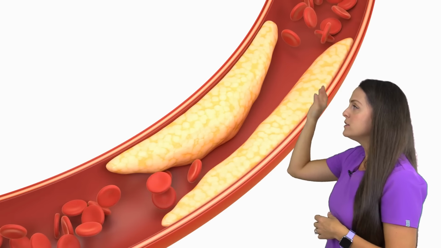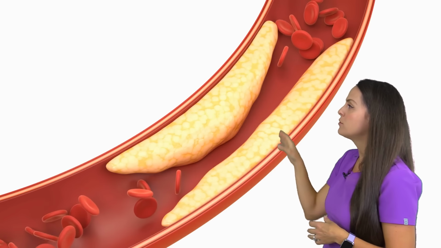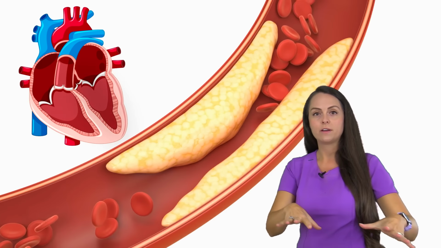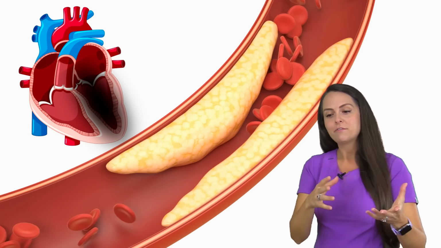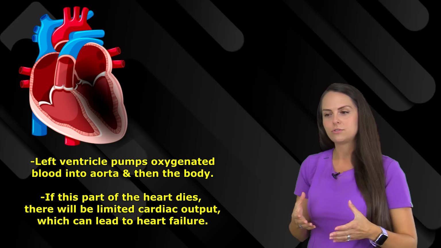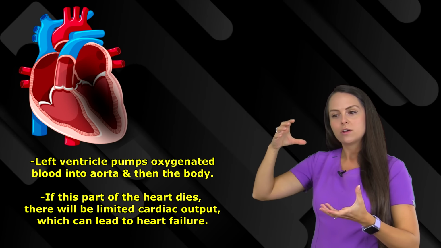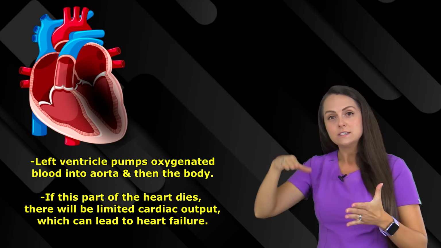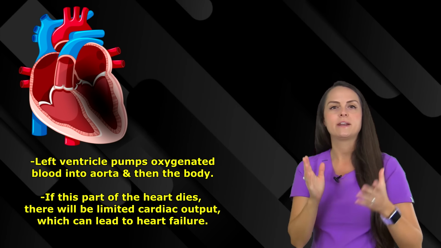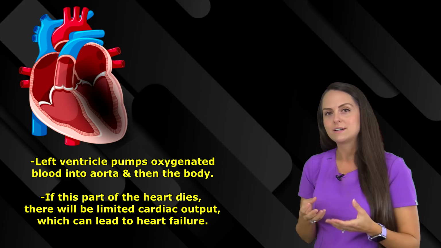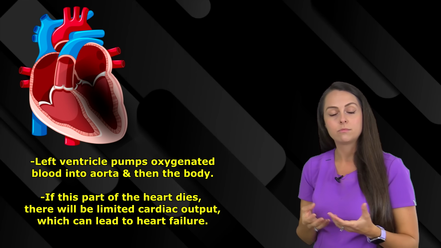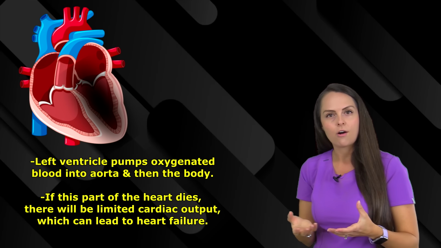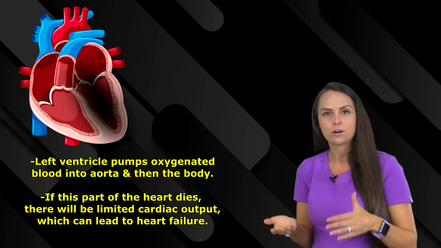So if we have a major blockage in a left coronary artery that feeds that left ventricle, what's going to happen to that left ventricle? Well, it's going to start to die. And remember from anatomy class that our left ventricle is very big, and it's responsible for pumping fresh oxygenated blood that just came from the lungs into that aorta, which takes it throughout the body. So if that part of the heart dies because a coronary artery was blocked, we are going to have limited cardiac output from the heart, which can lead the person to enter heart failure.